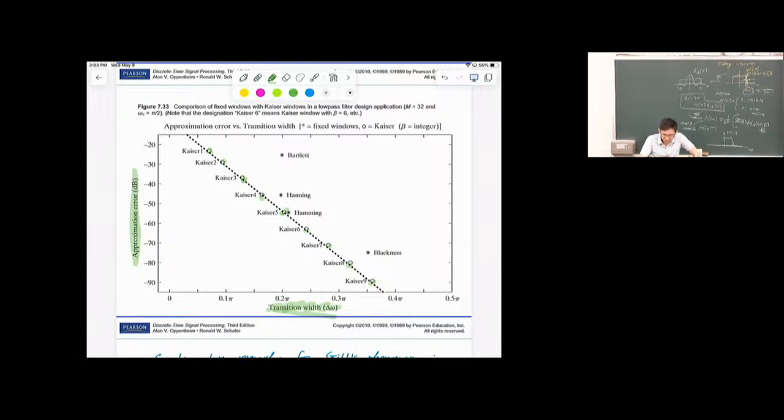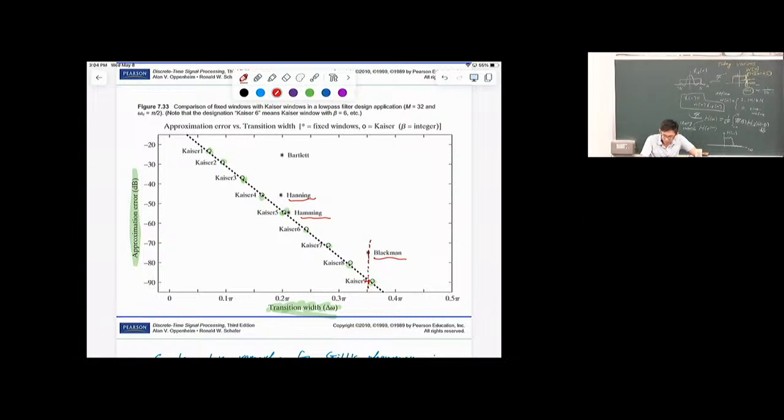But what's more important is that the Kaiser family windows outperform the cosine family windows, all three of them. Here is the cosine family. Their performance is on the top right side of this linear regression straight line. This is how we read this plot: for the same transition width, Kaiser can have a smaller approximation error.